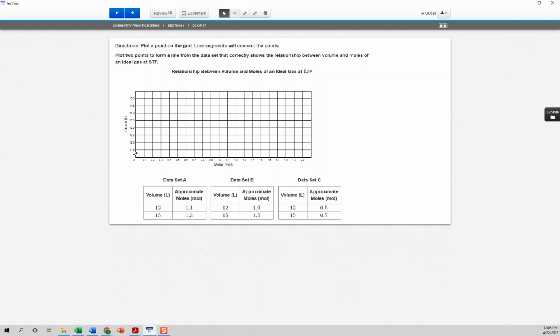Well, this is when we have to understand that at STP, 1 mole of gas is 22.4 liters. So here, I got 1 mole of gas, 1.1, and the volume is nowhere near 22.4. It's only 12 liters. So that's not right. But here I have half a mole of gas, and the volume's close to half of 22.4. So this is the better data set. So we got to graph it. So we got to find moles. So I got to find 0.5 and 12. So I put that line, and then I got to go to 0.7 and 15. And then it connects automatically for me, and that's my graph.